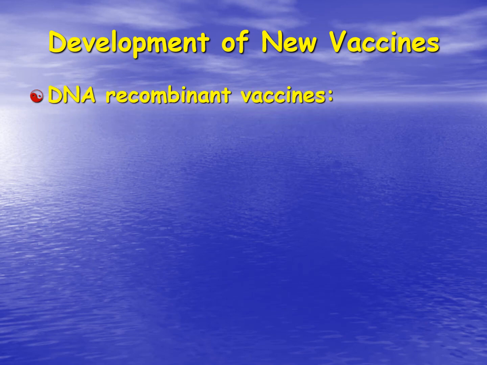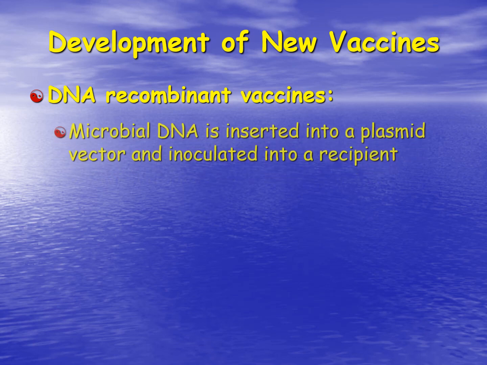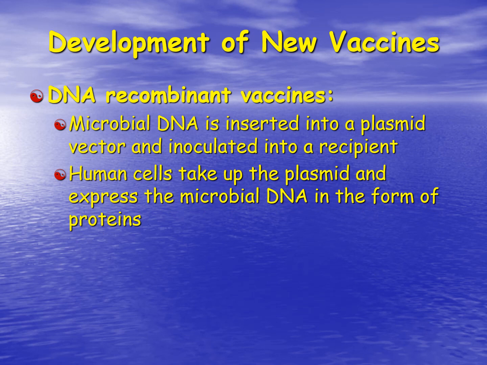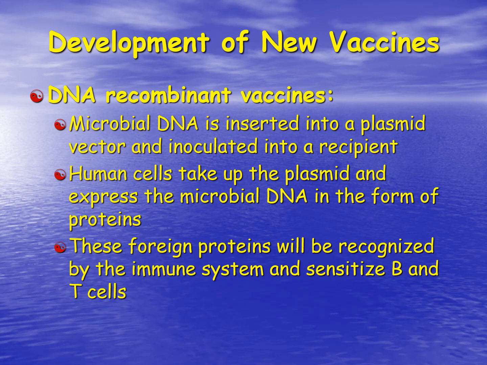And primarily, we're looking at DNA recombinant vaccines. So these are, one, much safer. The microbial DNA of the virulent organism is inserted into a plasmid vector and inoculated into a recipient cell. The recipient cell is either then used as the vaccine because it's non-pathogenic, or we'll let the recipient cell then make the protein that's the antigen. Human cells then can take up the plasmid and express the microbial DNA in the form of proteins, and this will allow the human cell to produce the antigenic protein of the organism, and the immune system can respond to it.